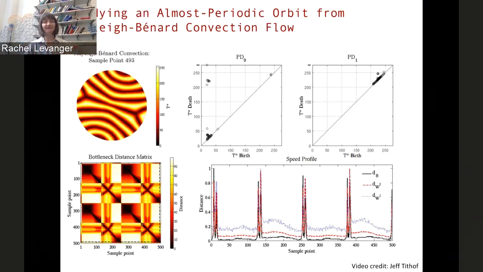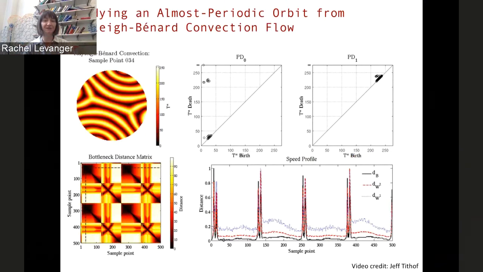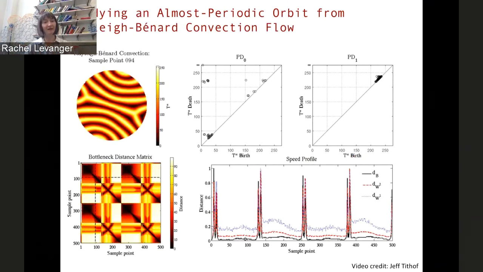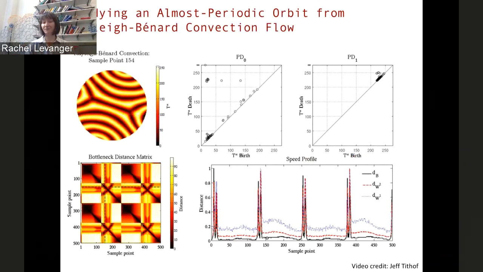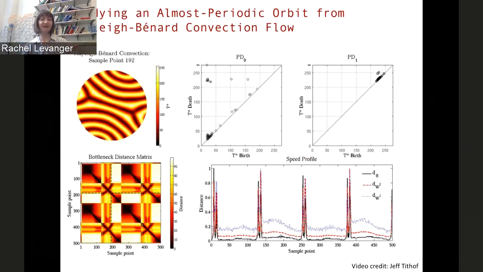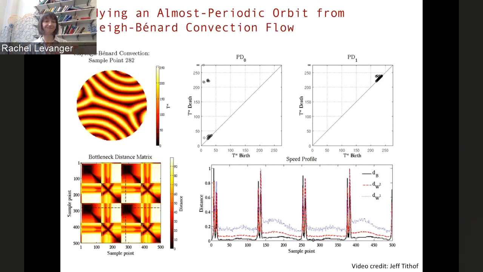And so this is a big issue when you're trying to do any type of numerical or dynamic analysis of these fluid flows that might have multiple time scales, or events happening on multiple time scales: how do you adequately sample both time scales?